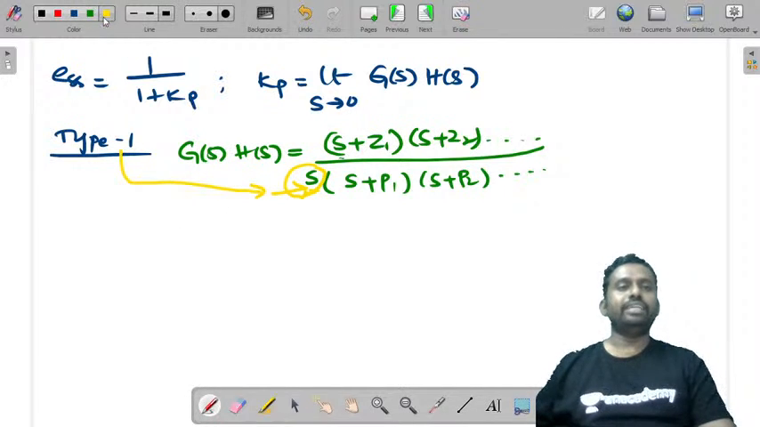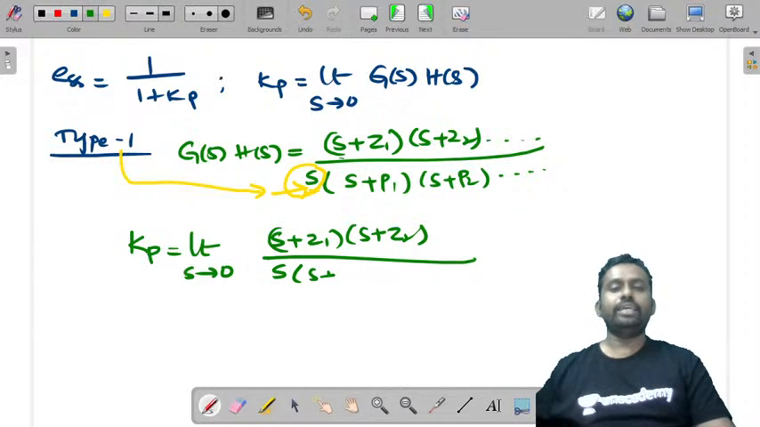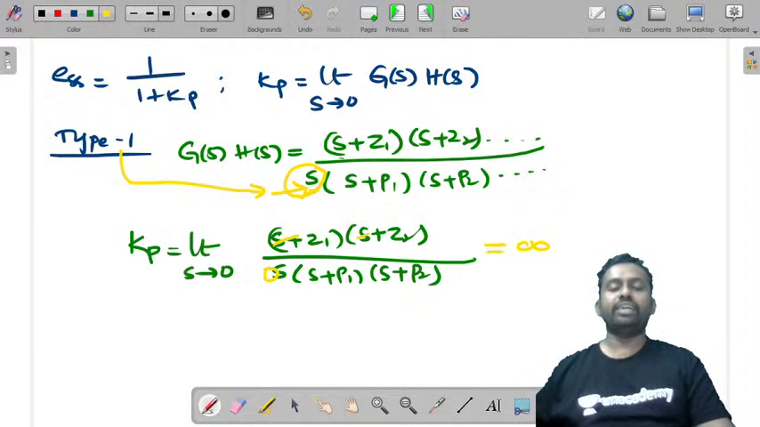Now if you try to find the Kp value from this, Kp is equal to limit s tends to 0 of G of s into H of s, (s plus z1) (s plus z2) by s into (s plus p1) (s plus p2). Now when you substitute at the rest of the places, it does not matter, but when you take s is equal to 0 here, the Kp value will be infinite. Right, 1 by 0 is an infinite value.